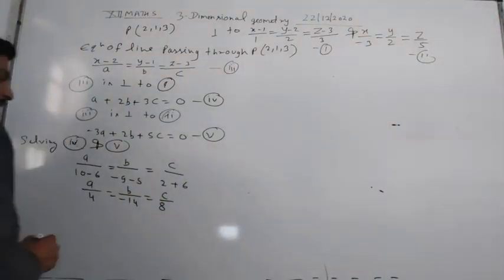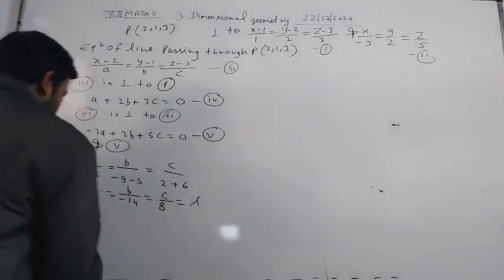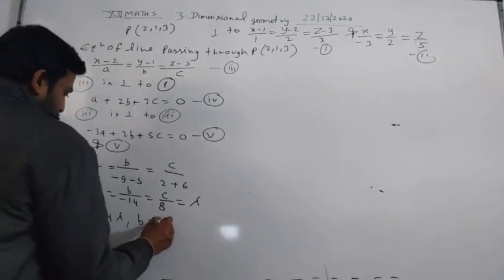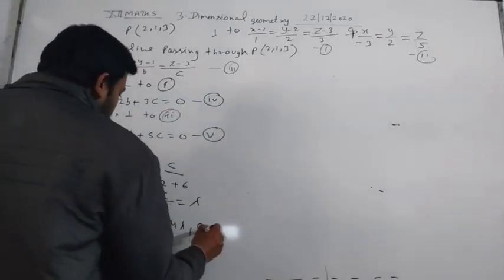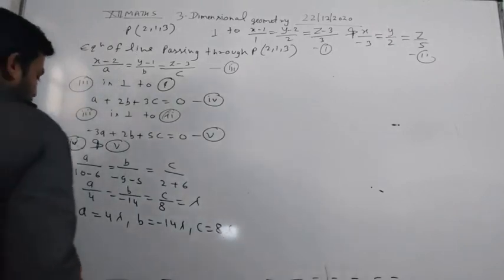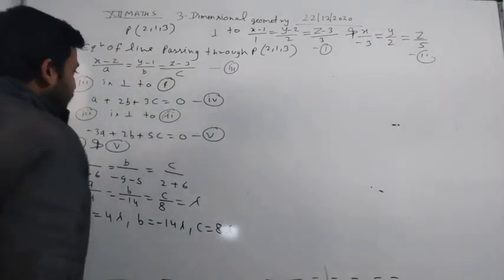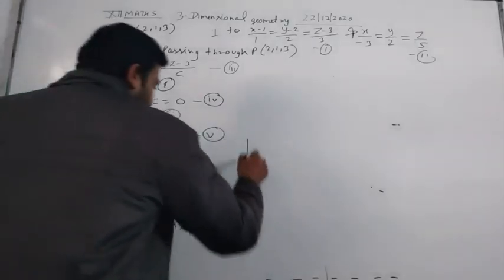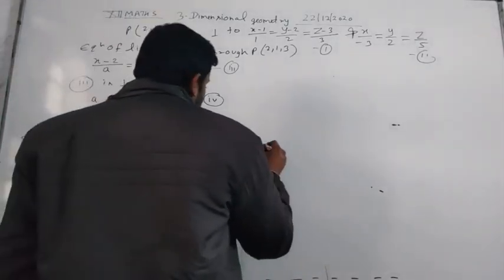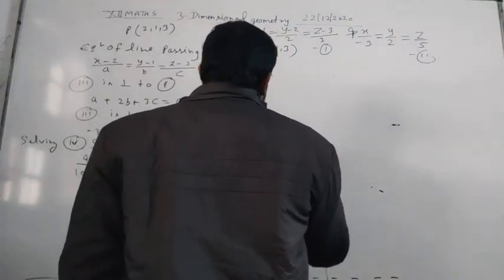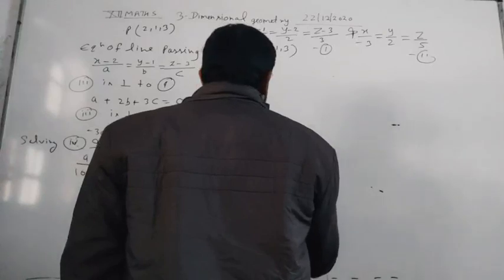Okay. So take this equal to lambda. So A will be what? 4 lambda. B is equal to minus 14 lambda and C is equal to 8 lambda. So from here we are getting our value of A, B, C. Now we put the value of A, B, C in equation number 3. So equation of line is what?